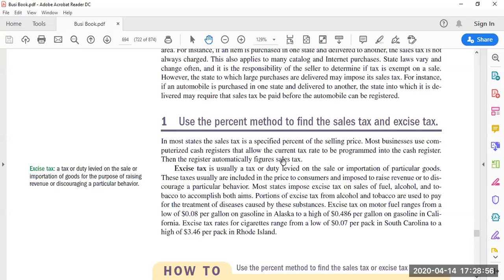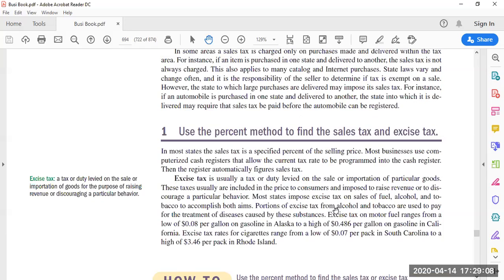And once again, excise taxes differ from one state to the other. For example, the excise tax on the price of gasoline is very interesting. In Alaska it could be 8 cents per gallon, whereas in California, excise tax could be upwards of 49 cents per gallon of gasoline, which means whatever the price of gasoline is, you would pay that price, but you would add to that price the specific amount for excise taxes. And that's how it generally works. It is an add-on to the original sales price.